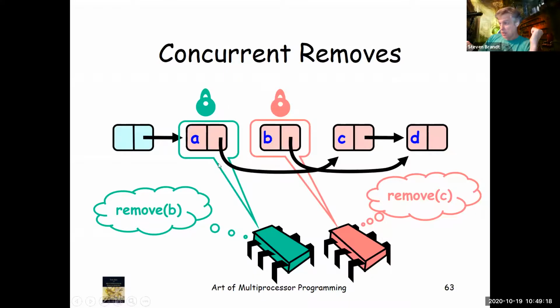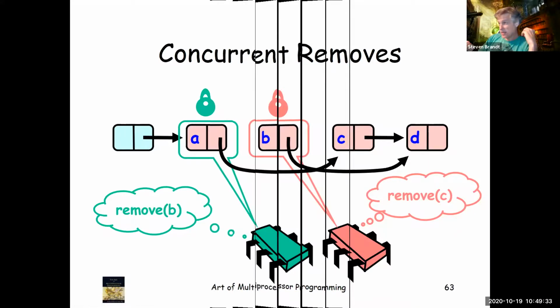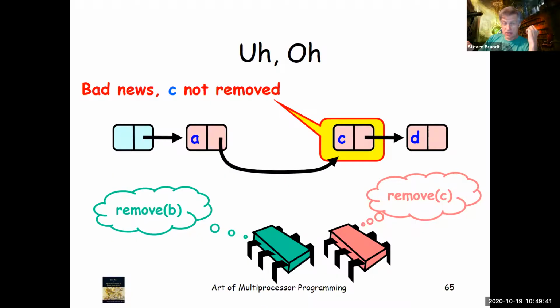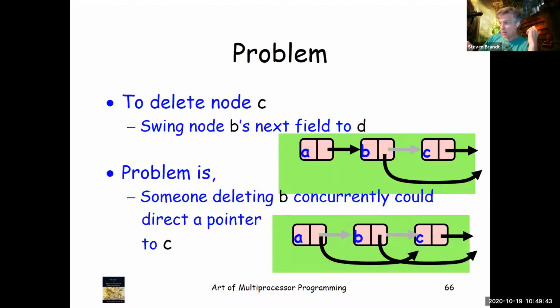And now, before it even gives up the lock, A is going to remove B by swinging its pointer to C. And this is a thing that can happen, right? And so what goes on here is C didn't really get removed. The orange processor's work was undone. So to make sure that this kind of thing doesn't happen, we're going to always hold two nodes.